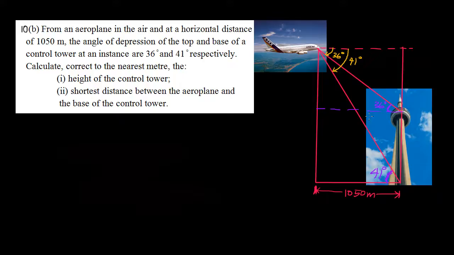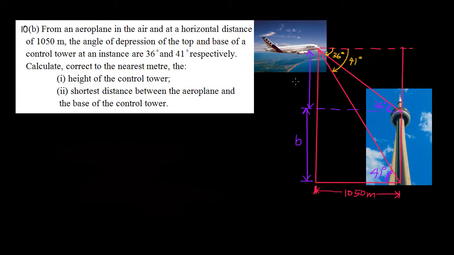Now the question says calculate correctly to the nearest meter the height of the control tower. Now this is the control tower. It means that from here down is the height of the control tower. This is the height of the control tower. Let's just put this as B, for example. Then the distance from the plane to the top of the control tower, let's just take it as this.